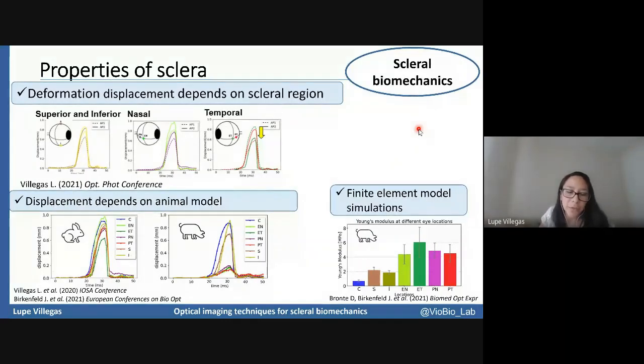We determine the different dynamics of deformation that depend on the sclera regions, the animal model that we are using, and also the interaction between thickness and biomechanics. Also, we can estimate the properties of the tissue, like Young's modulus, using finite element model simulations, then simulate the stress-strain curve from which we can get the Young's modulus.